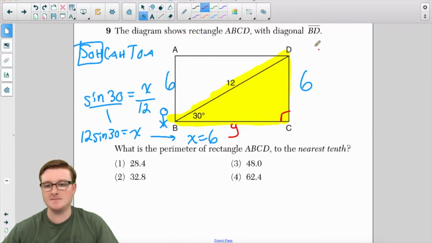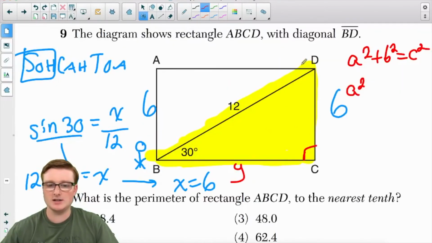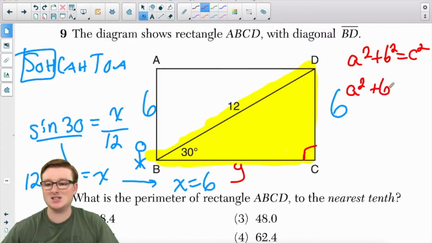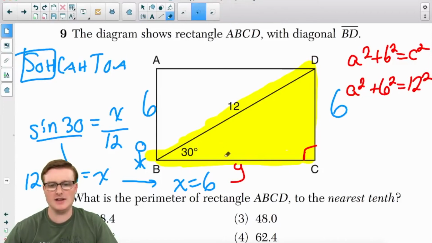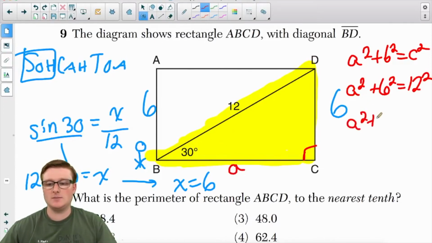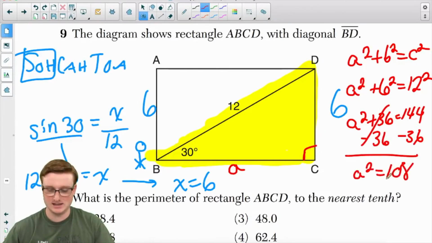I'm going to say a squared plus b squared is equal to c squared. Let's go ahead and solve for it. So we get a squared plus 6 squared equals 12 squared. I should have really called that a. Sorry about that. I'm changing that y to an a. A squared plus 36 is equal to 144. Subtract the 36 on both sides. You get a squared is equal to 108. And then you take the square root of both sides.